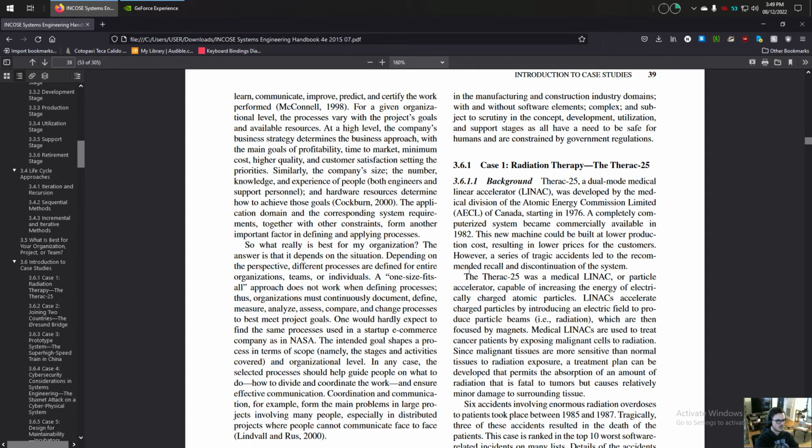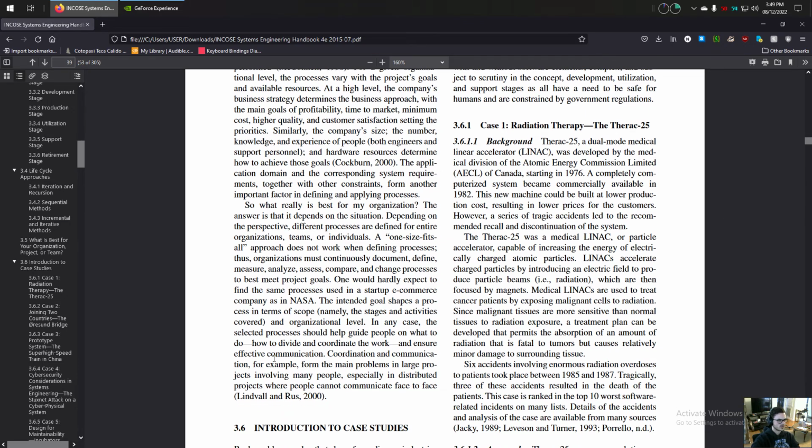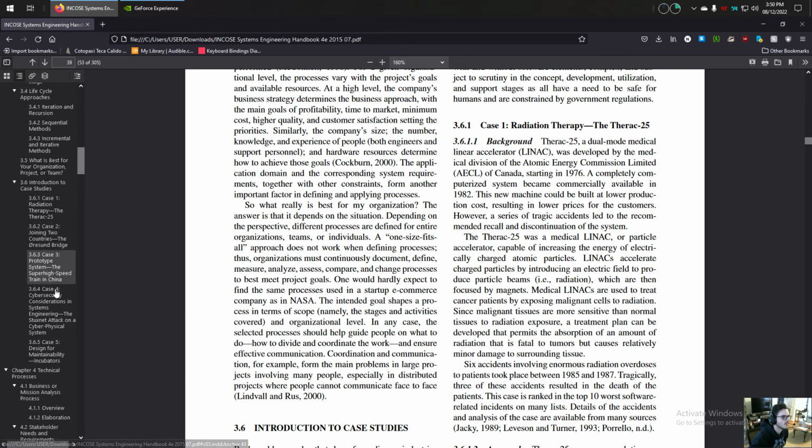The intended goal shapes the process in terms of scope, namely the stages and activities covered at an organizational level. In any case, the selected processes should help guide people on what to do, how to divide and coordinate the work, and ensure effective communication. Coordination and communication, for example, form the main problems in large projects involving many people, especially in distributed projects where people cannot communicate face to face.